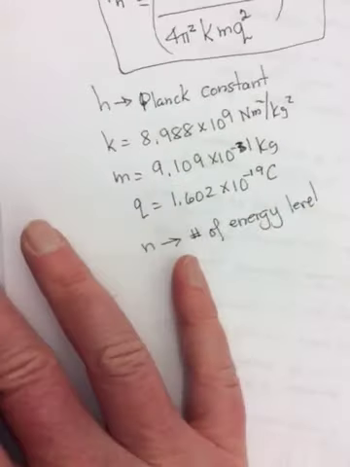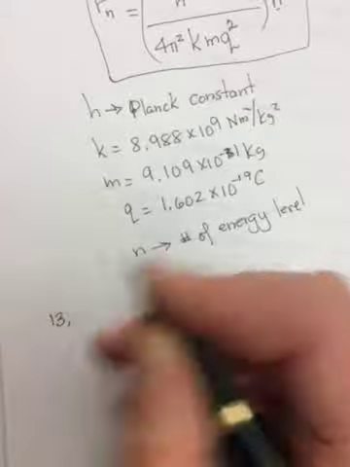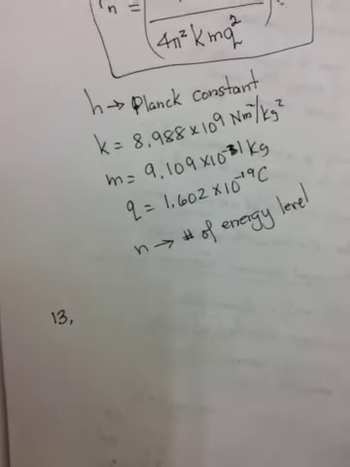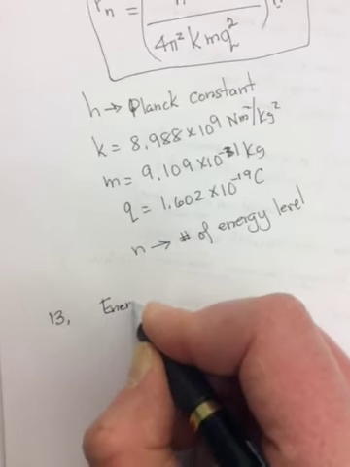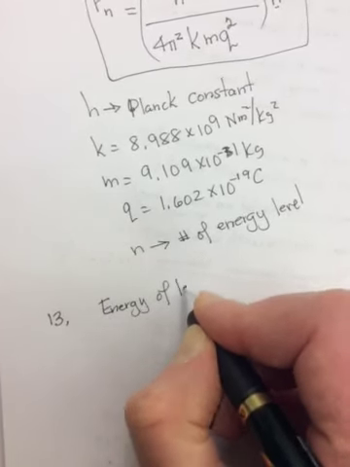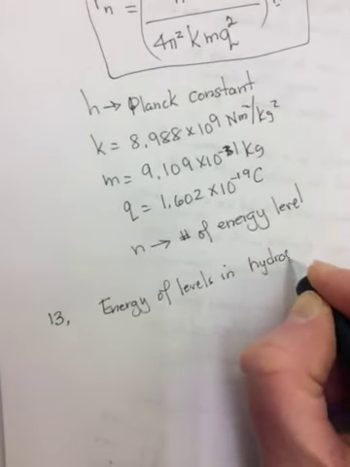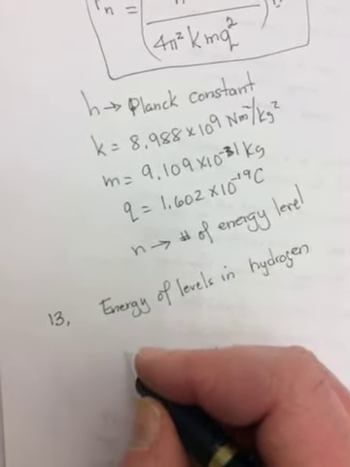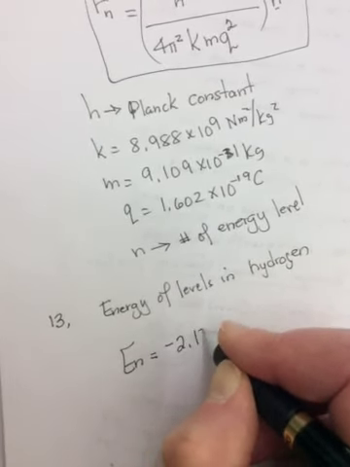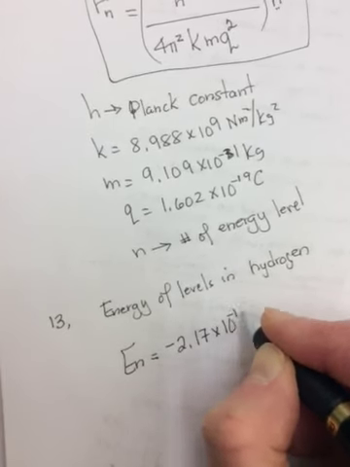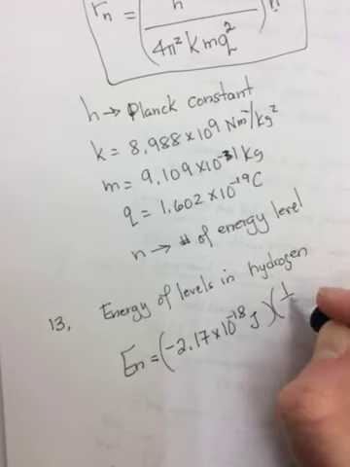In his third equation, he actually calculated an equation for the energy levels of all the levels in a hydrogen atom. Okay, so energy of levels in hydrogen. Now, this only unfortunately works for hydrogen, but its En is equal to negative 2.17 times 10 to the negative 18 joules. And that's multiplied by 1 over n squared.